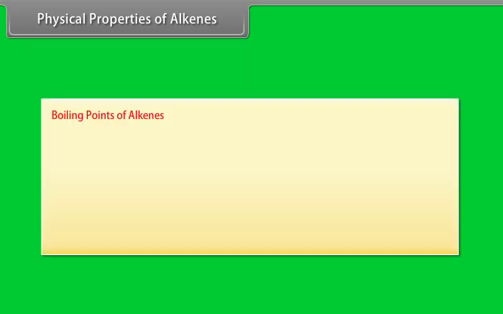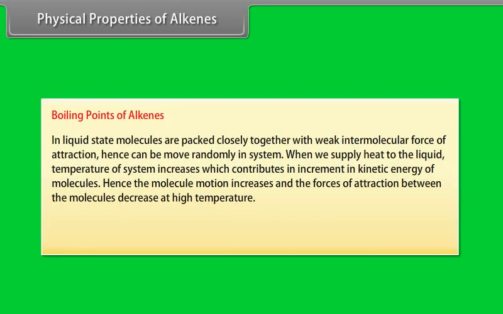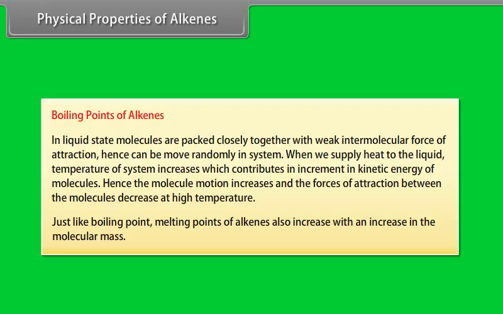Boiling points of alkenes. In the liquid state, molecules are packed closely together with weak intermolecular forces of attraction, hence they can move randomly in the system. When we supply heat to the liquid, the temperature of the system increases, which contributes to an increase in the kinetic energy of molecules. Hence, the molecular motion increases and the forces of attraction between the molecules decrease at high temperature. Just like boiling point, melting points of alkenes also increase with an increase in the molecular mass.